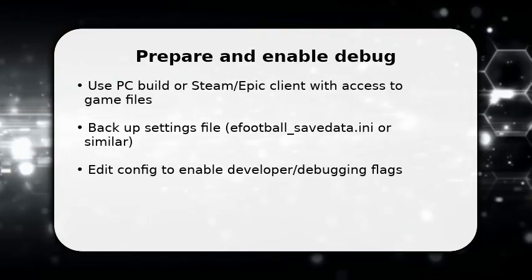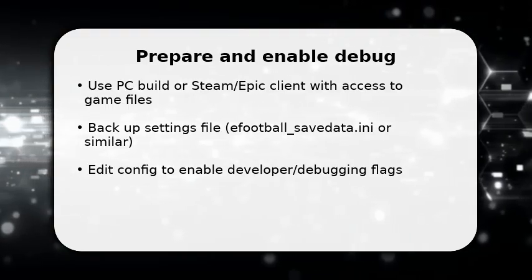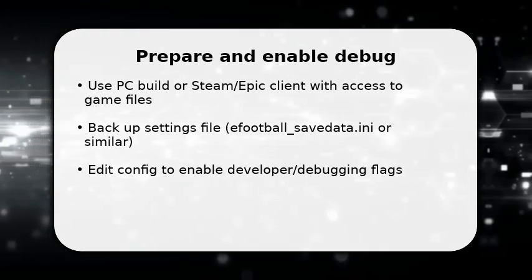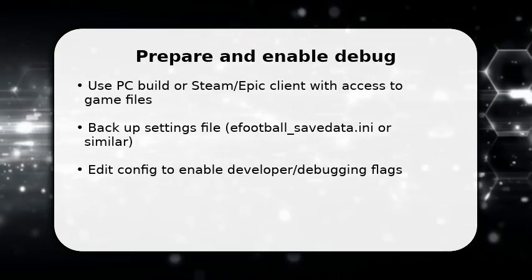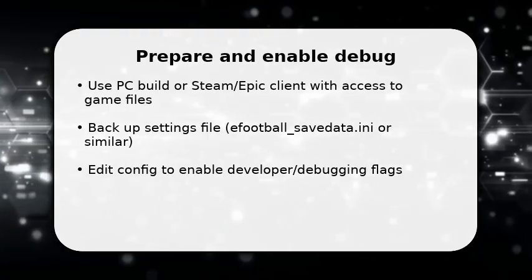You start by preparing the PC client. Close eFootball, back up its save and config, then open the game's config file. Change the developer/debug flag to true and add the network overlay equals one line. Save the file. Once done, relaunch the client so the game reads the new settings.